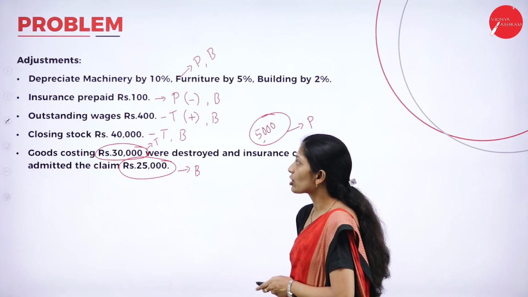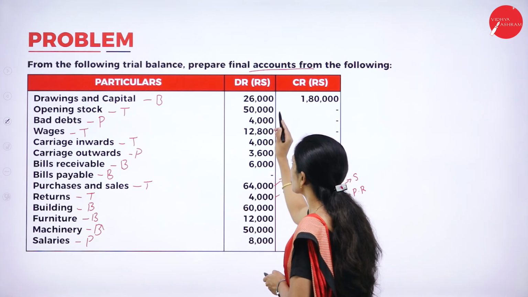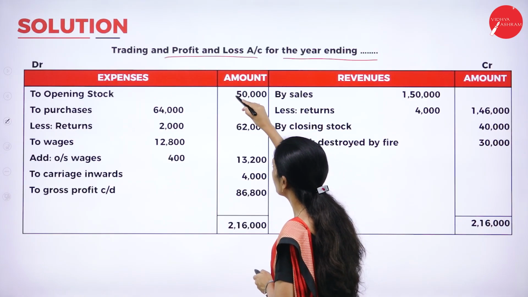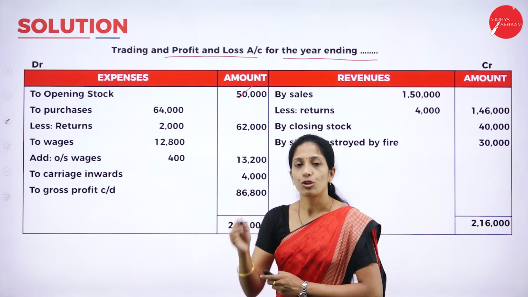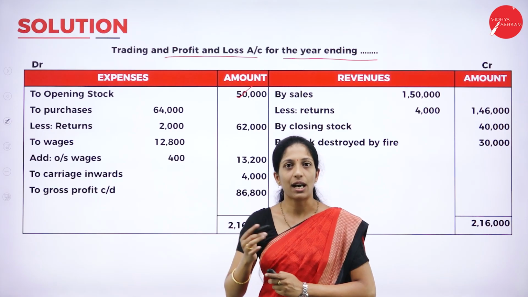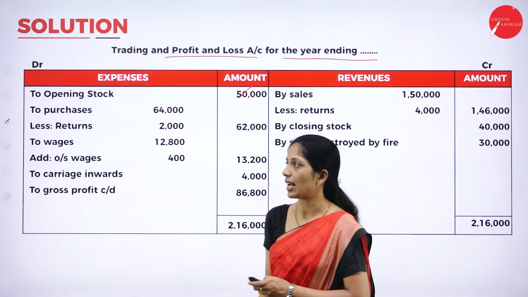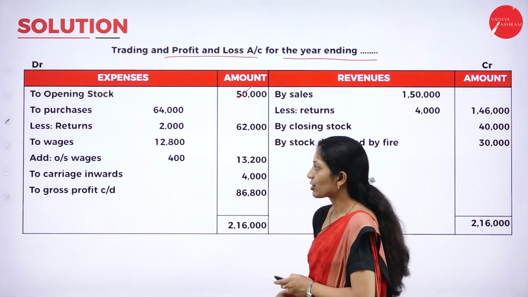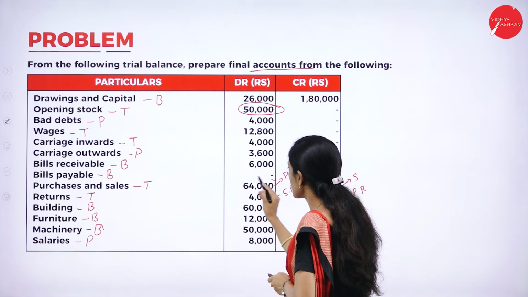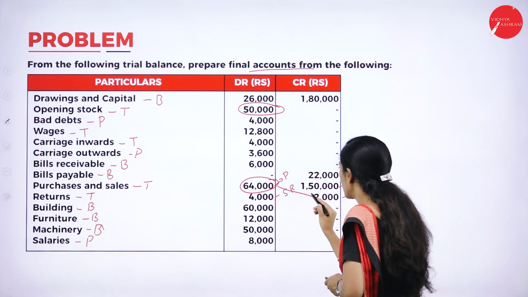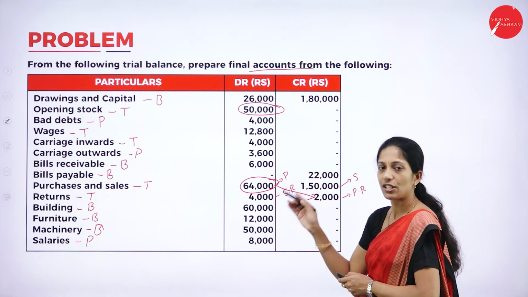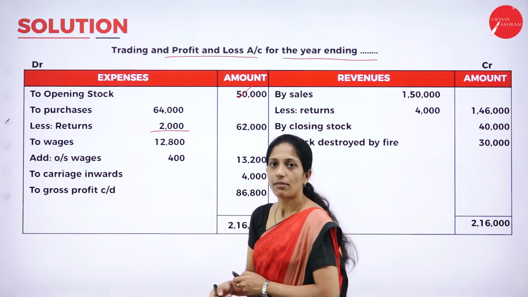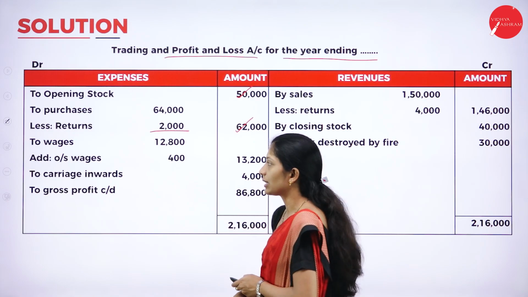Now, what is the opening stock? See the trial balance. Yes, opening stock is 50,000. So write opening stock 50,000. Next, to purchases less returns. In our problem there are purchases as well as returns. So what is the purchase? Purchase is 64,000, whereas purchase return is 2,000. 64,000 minus 2,000, so we'll get 62,000.